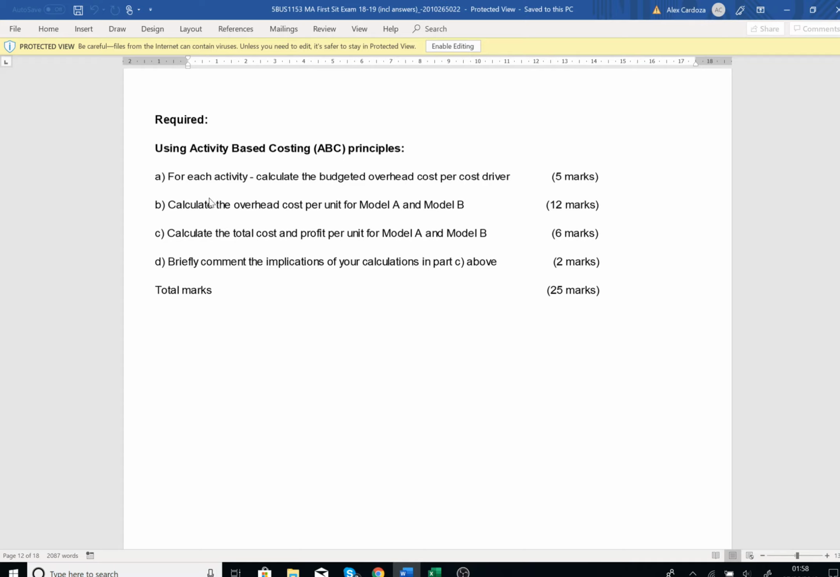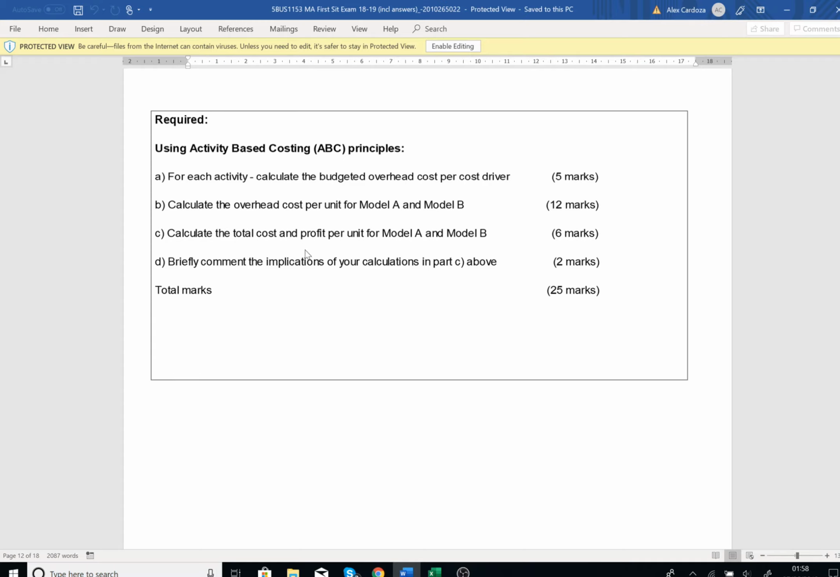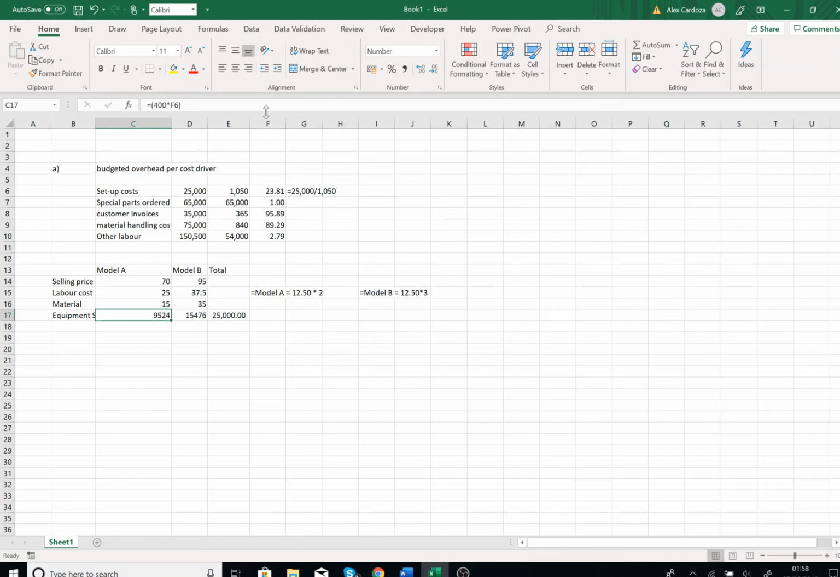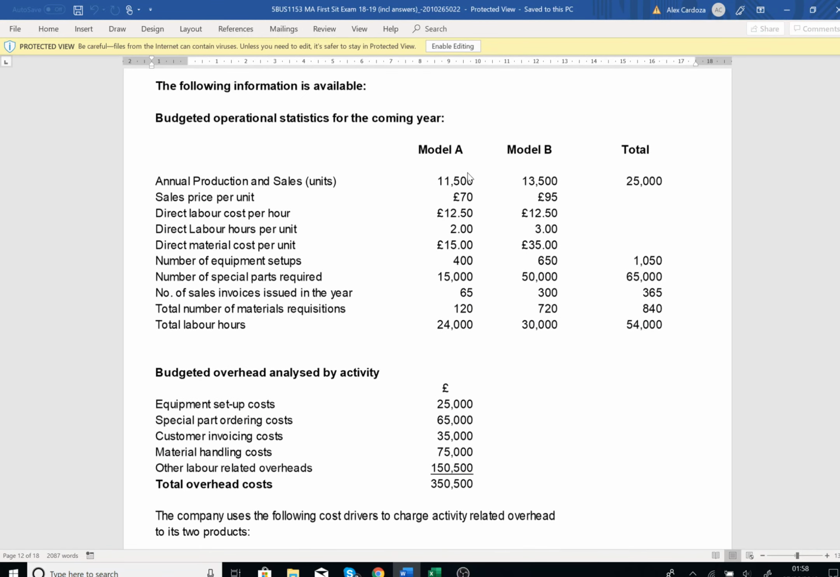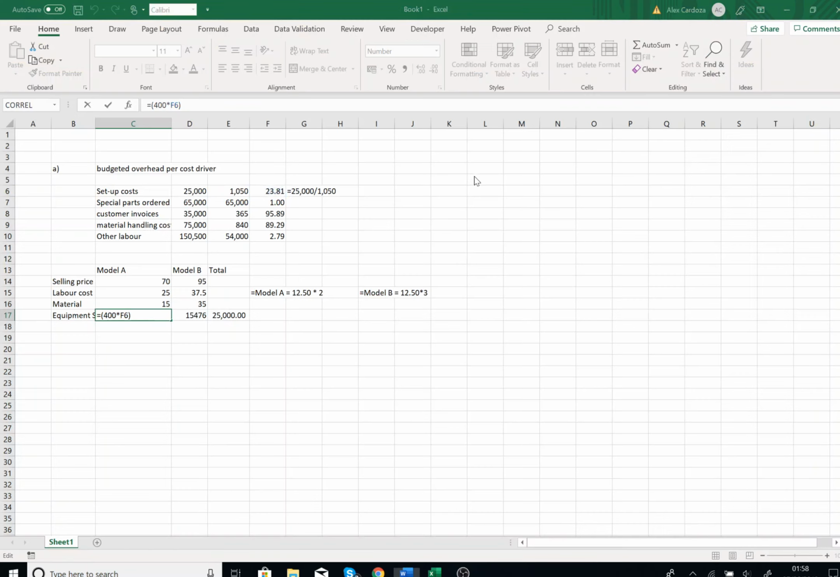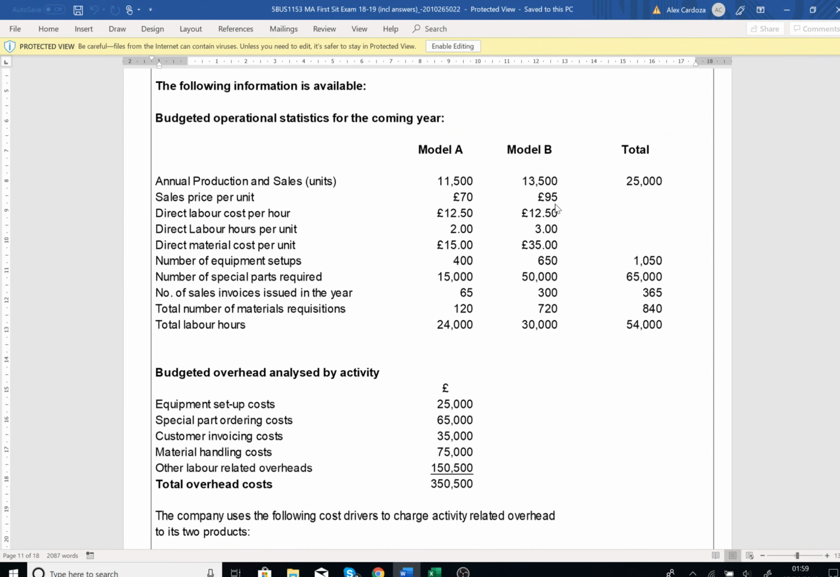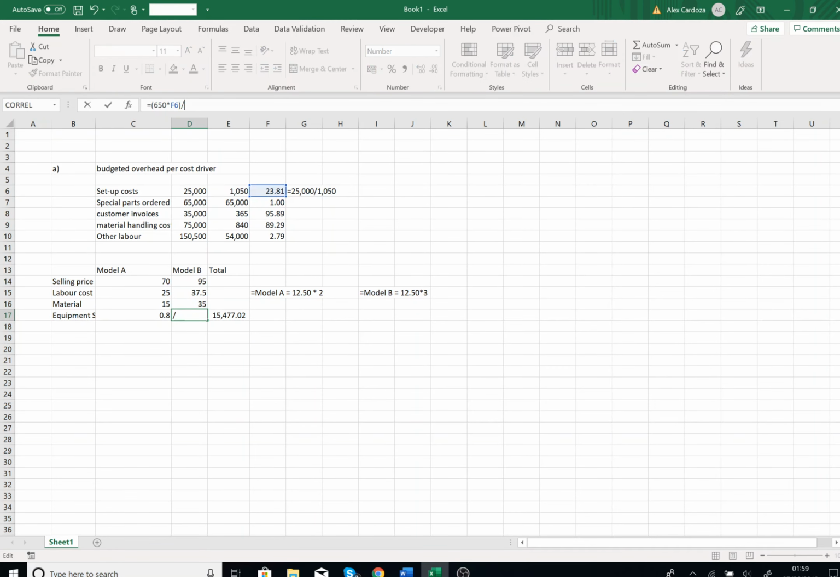So this is just a process. You would always do this first anyway, and then these two. You would do them all together. Then what you do is you take this, because you want to do it per unit. How many units did we create by our budget? 11,500. So you'll divide model A by 11,500, yeah? So let's take that, divide it by 11,500. Yep, 0.8, that's fine. And then 13,500, because that's fine.